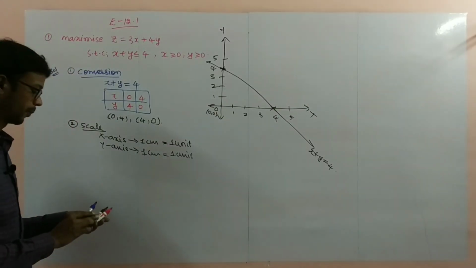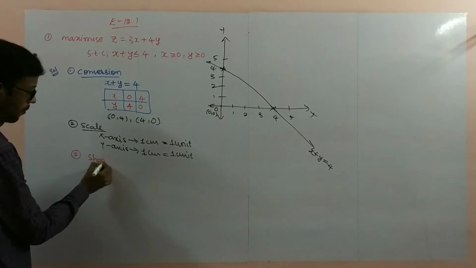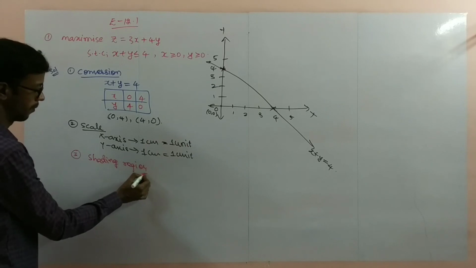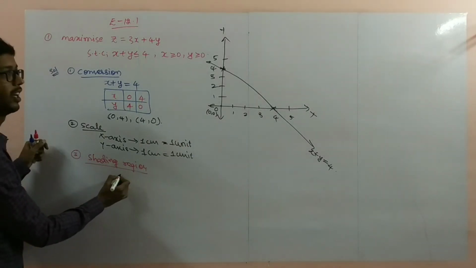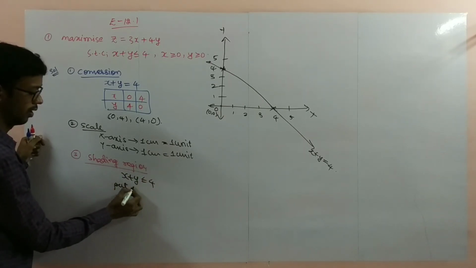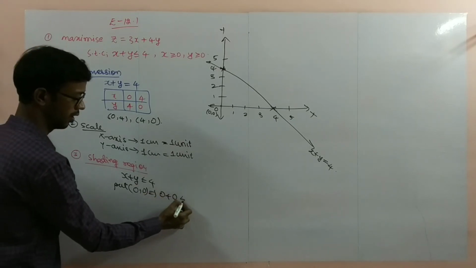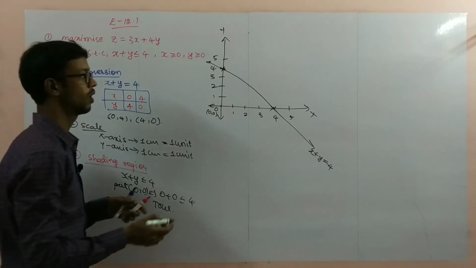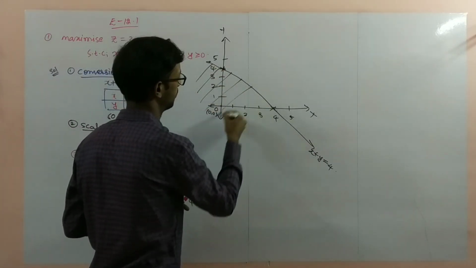So now the third point is the shading region. Take the inequality x plus y is less than or equal to 4. Put (0, 0). This implies 0 plus 0 is less than or equal to 4. That is a true condition. So the true condition means the shading region includes (0, 0).